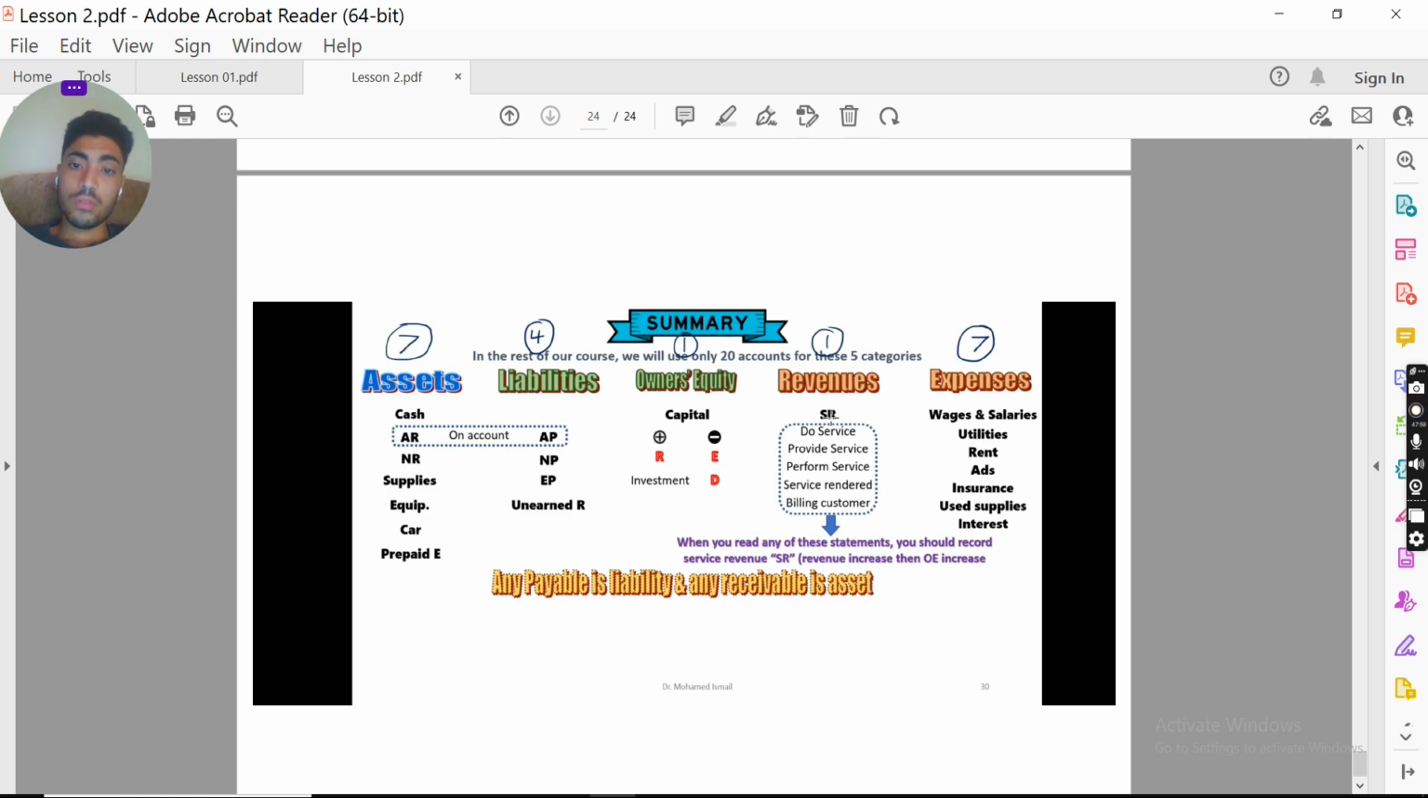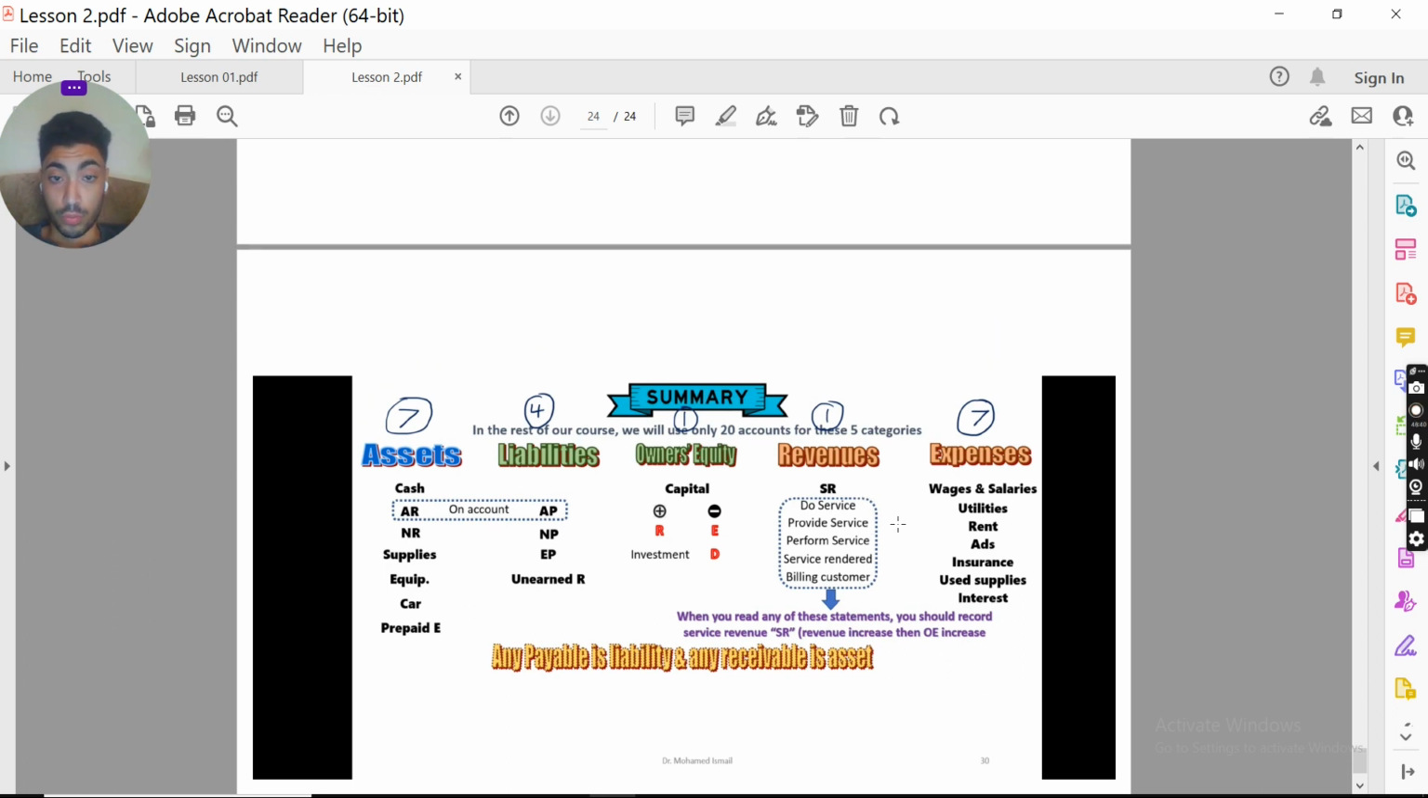Revenues: how can you notice that something is a revenue in the examples? You will see do a service, provide service, perform service, service rendered, billing customers. All of those are examples of revenues. Expenses are like wages and salaries, utilities, rent, advertisement, insurance, used supplies, interest. When you read any of these statements, you should record service revenue as R. Revenue increases, then owner's equity increases. Any payable is a liability and any receivable is an asset, as we said before.